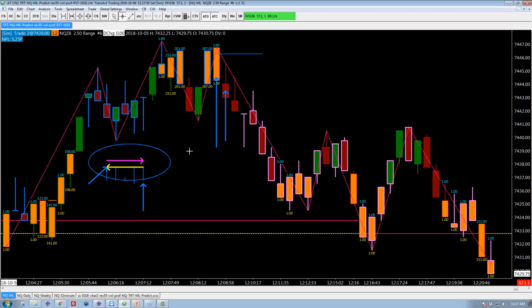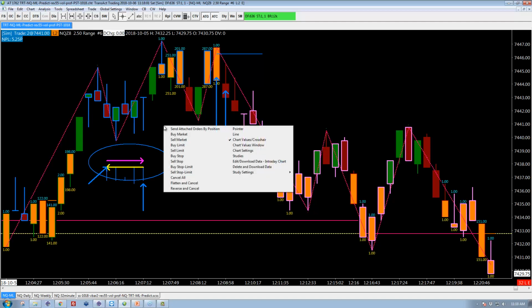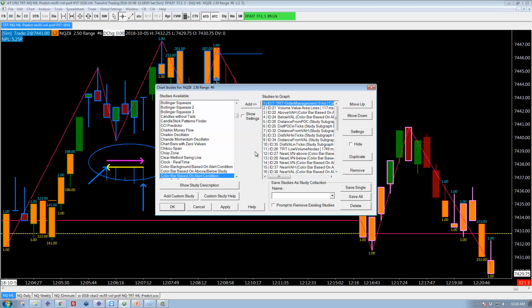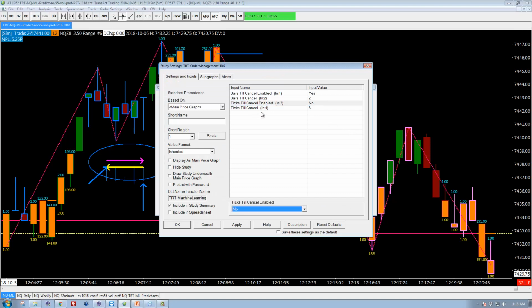Again, it's not an easy solution until Sierra Chart comes back and gives us a finer level of time associated with each of these bars. There is something you can experiment with. Okay, I don't recommend doing it. You can experiment with it. And that is, there's another setting in here in order management called bars till cancel. I'm sorry, called ticks till canceled. And then there's a yes or no.